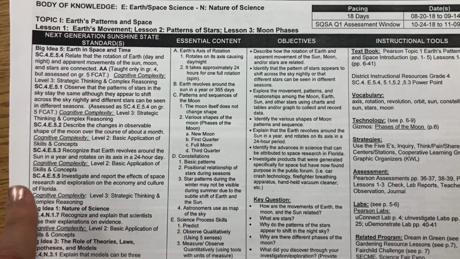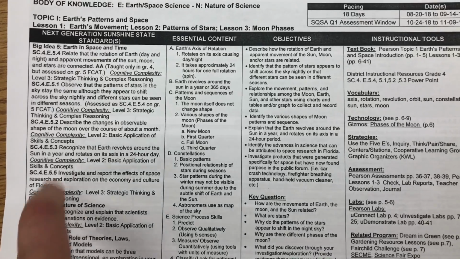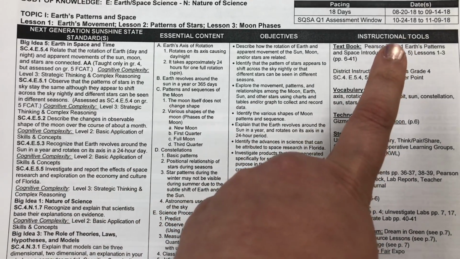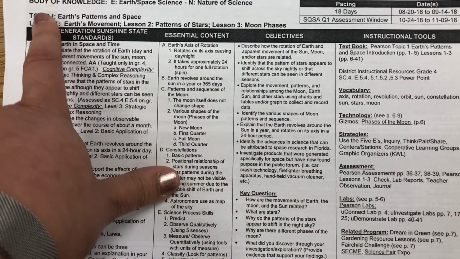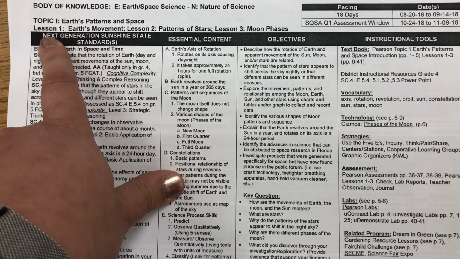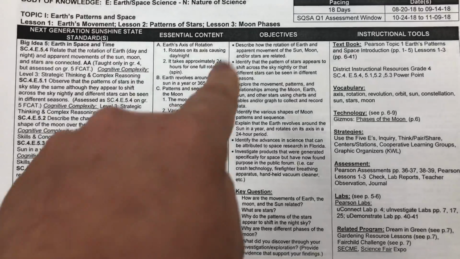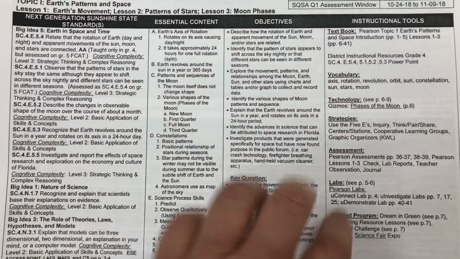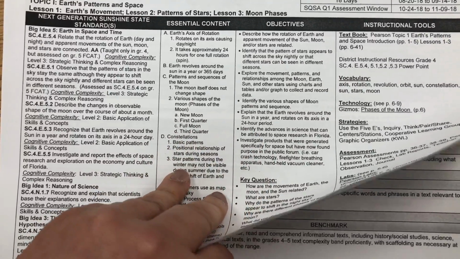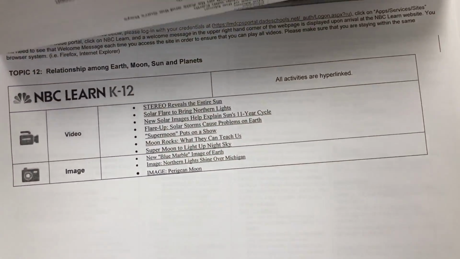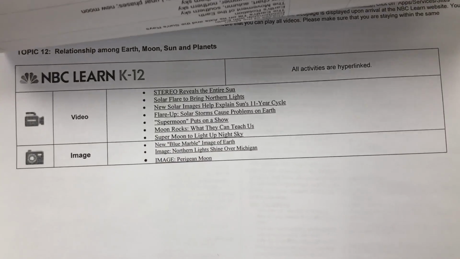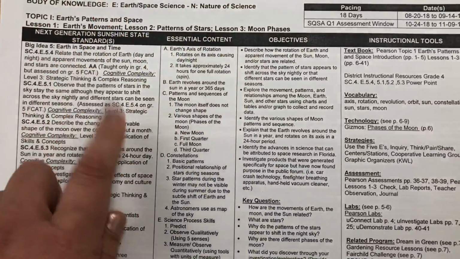Then here is our science pacing guide, and this one has us going up to the 14th where we're talking about topic 1 and lessons 1, 2, and 3. It has all of the standards, all the essential content, the objectives, and instructional tools. And in the back, they also even give us technology links and so forth to go along with the topic that we're covering.